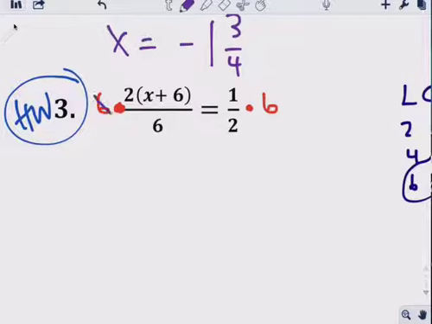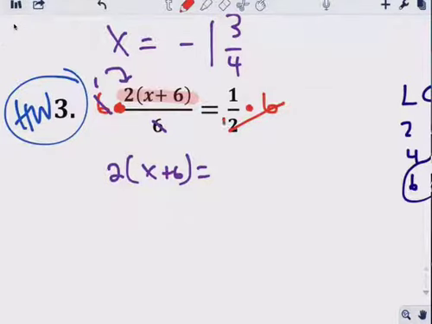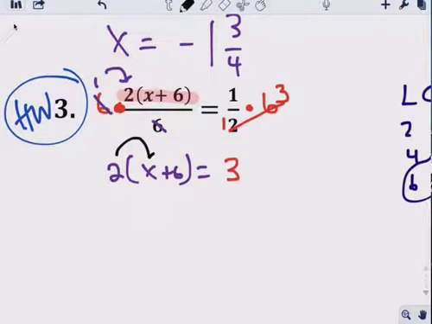Cancel out that and that. That becomes 1. 1 times 2 is 2. So basically, when it's a 1, it leaves everything the same. 2 parentheses x plus 6 equals, then you cross cancel here, this becomes a 1 and that becomes a 3. Okay, and then 1 times 3 is 3. Multiply this times that, that's 2x. This times this. We call this the distributive property. That gets you 12, and that equals 3.